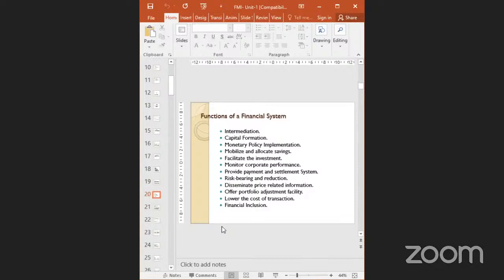Now, coming to what exactly are the functions of the financial system. There are several functions. I'll just pick some of those. So the first one: the financial system acts as an intermediary, which tries to connect the savers to the investors.